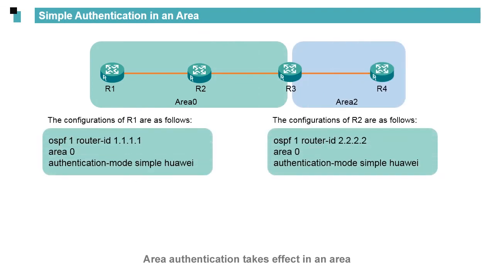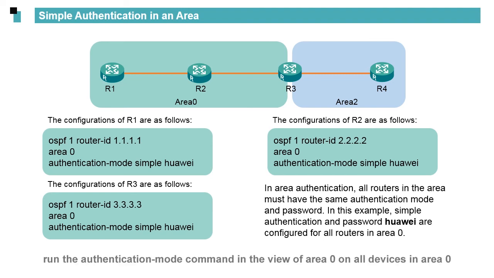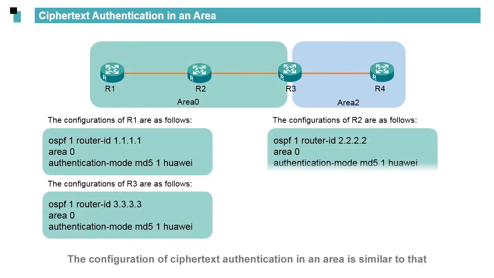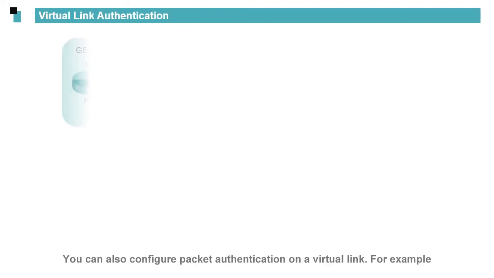Area authentication takes effect in an area. For example, to configure simple authentication in Area 0, run the authentication mode command in the view of Area 0 on all devices in Area 0. This slide shows simple authentication in the area. Note that the authentication mode and the password configurations of all interfaces connected to Area 0 must be the same. The configuration of ciphertext authentication in the area is similar to that of simple authentication in the area, except for the authentication mode. You can also configure packet authentication on the virtual link.